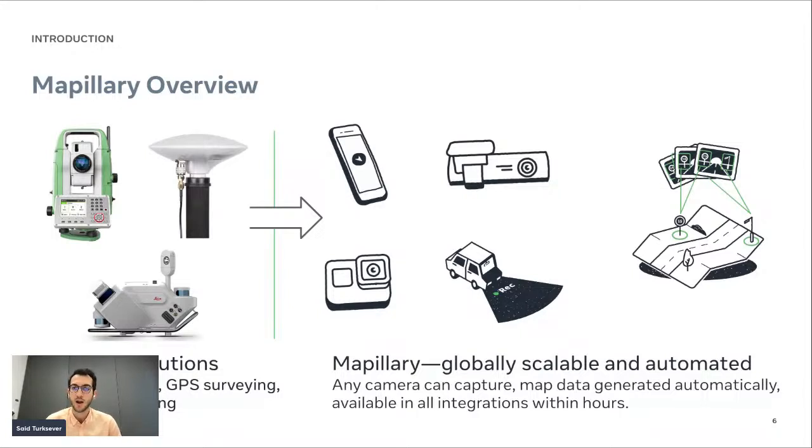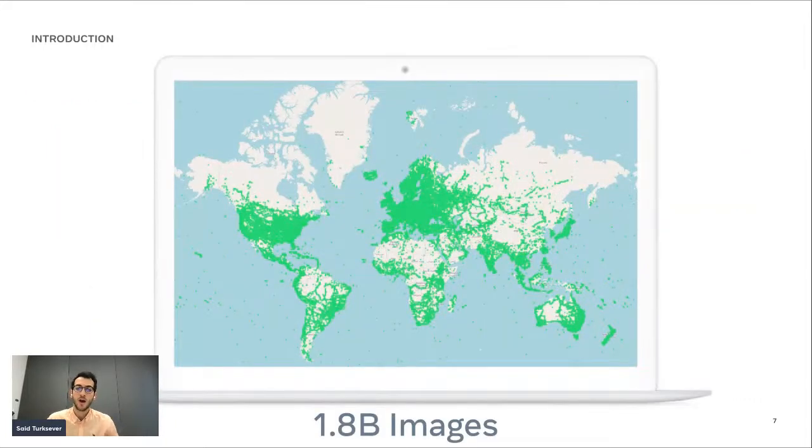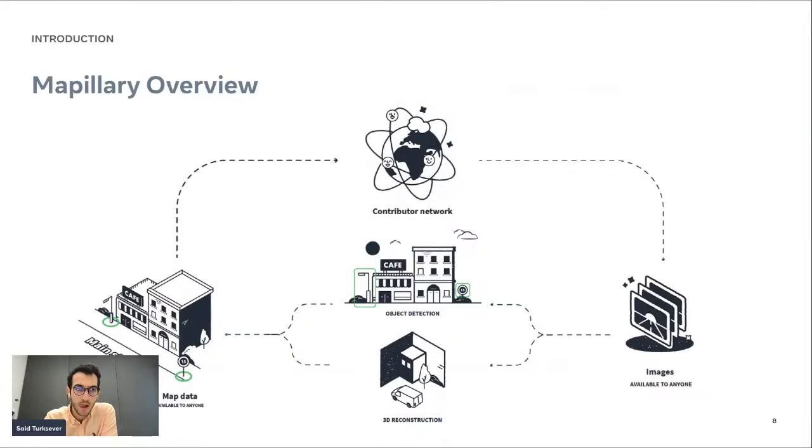Mapillary brings a novel approach to map data generation, generating map data from street level imagery by extracting street furniture, traffic signs, and other map features using computer vision and machine learning technologies. At the moment, we have 1.8 billion images on the platform across the world. And we have a contributor network, including communities, partners, and governmental bodies. They are contributing to Mapillary in the form of images.